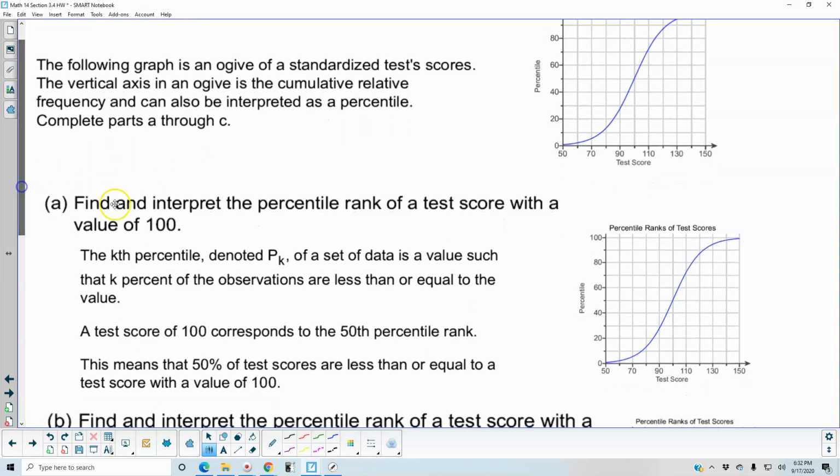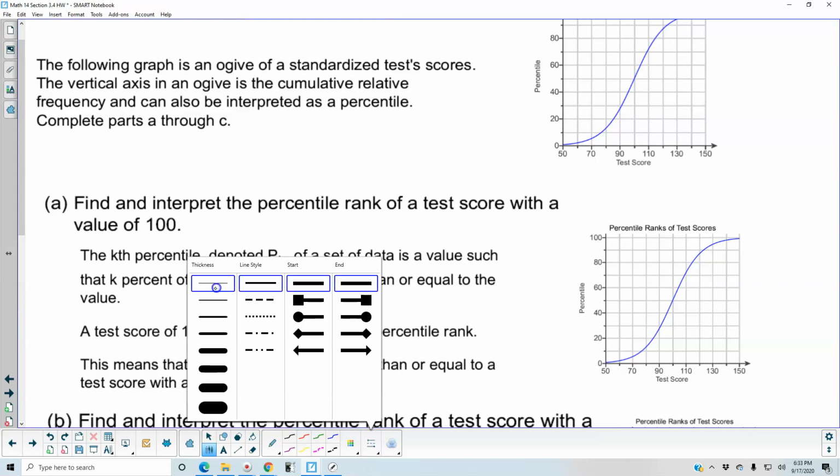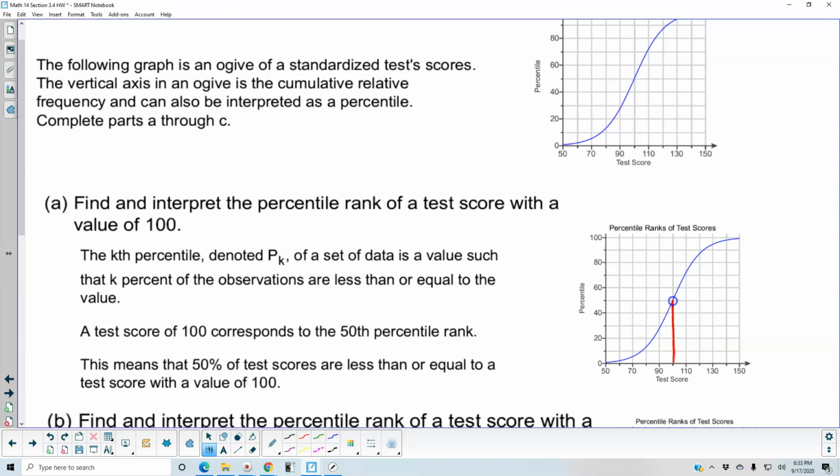In part A, we want to find and interpret the percentile rank of a test score with a value of 100. So if we take a look on the graph here, this is where 100 is located, and that is the center of that data. It's in between 50 and 150.